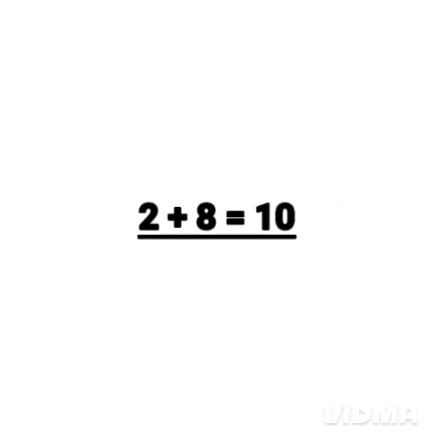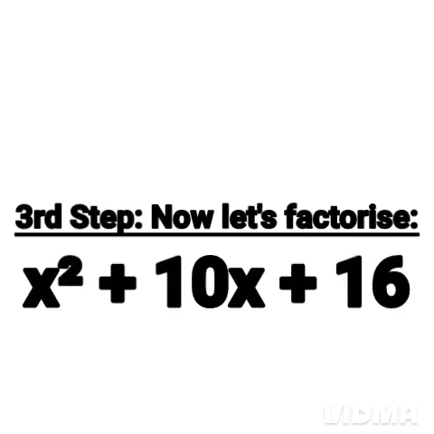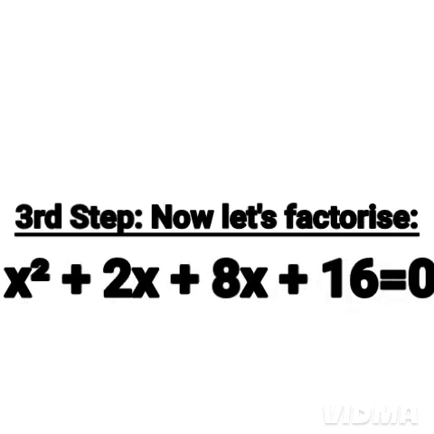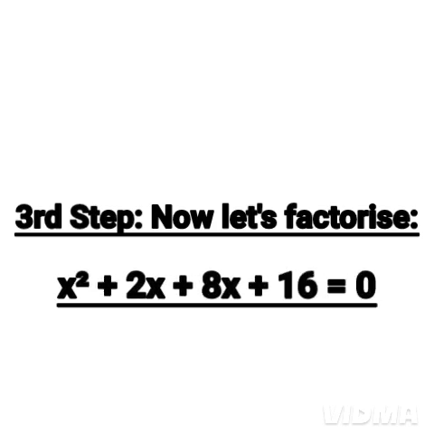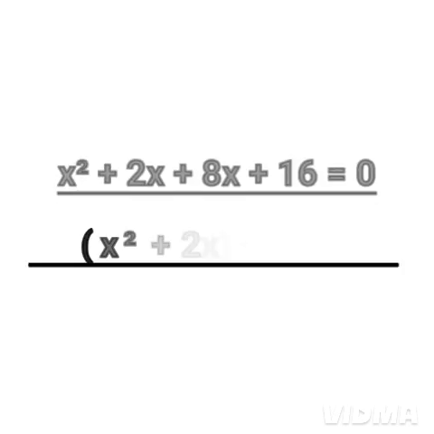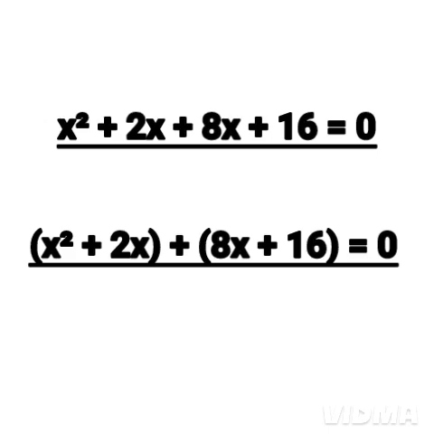Now, after getting the two factors, the third step is to factorize. To factorize, we remove the 10x and replace it with 2x plus 8x. Now it becomes x squared plus 2x plus 8x plus 16 is equal to 0. Just know that 2 and 8 are the two factors we got. Now we're going to factorize by putting in brackets. We bracket x squared plus 2x and bracket 8x plus 16, which is equal to 0. Just know that the essence of the brackets is to make it easier for us to factorize.